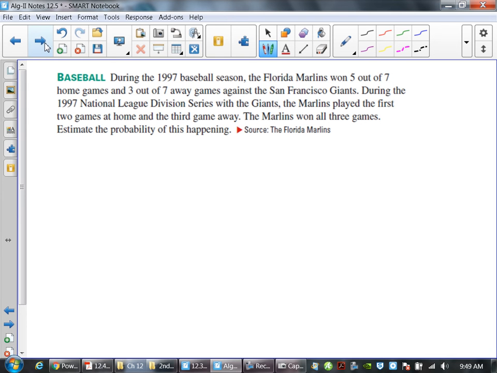What was the probability of that occurring? The question here is, in other words, they're good at home, they're bad on the road. In the regular season, yes. So what you're looking at here is you're trying to figure out the probability that they won 3 games in a row, given the fact that they were home and then away.